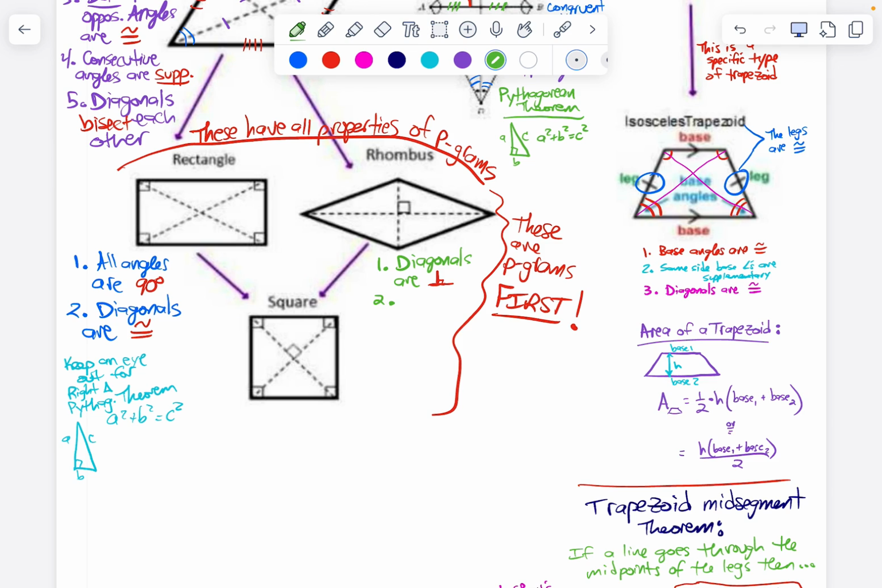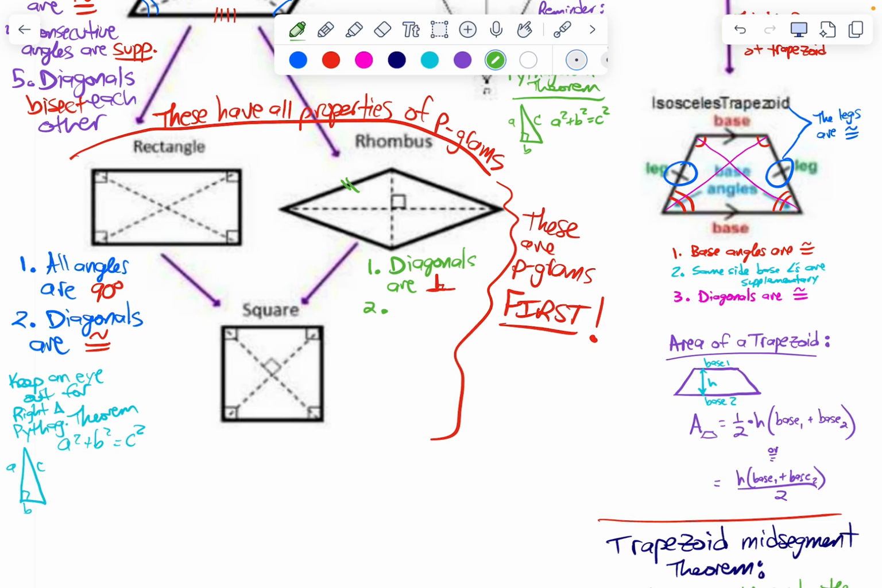All right, this is not in the figure, but what do you think is true about their side lengths? So like the heavier black lines. Yeah, they're all congruent. That should go in your picture. So all sides are congruent. And then we have one more. This one is subtle.